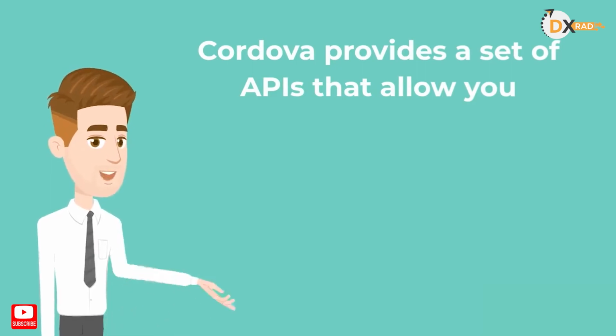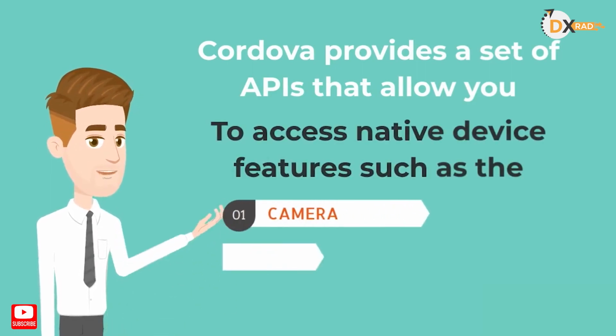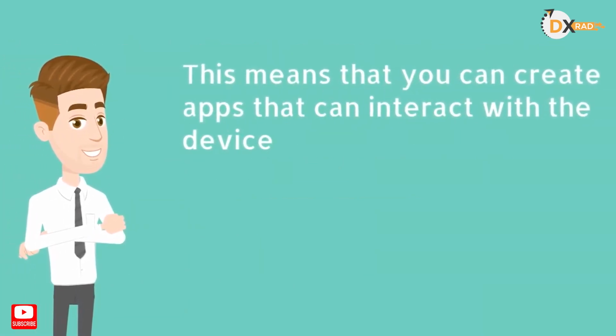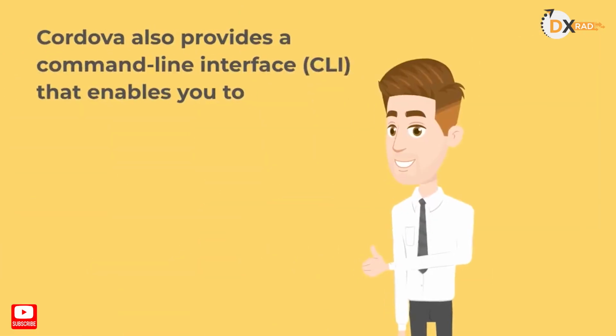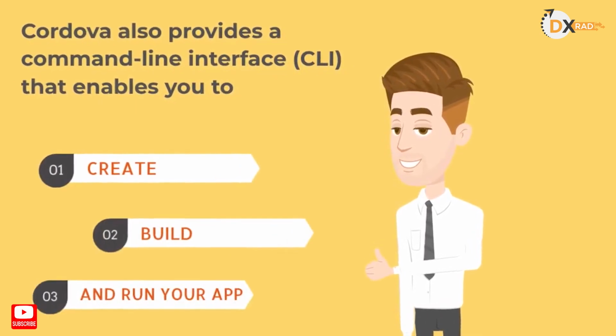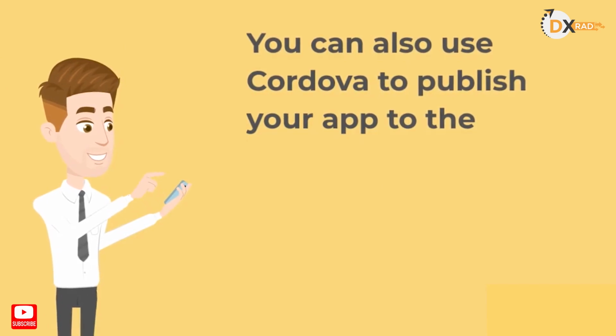Cordova provides a set of APIs that allow you to access native device features such as the camera, GPS, and accelerometer. This means that you can create apps that can interact with the device in ways that aren't possible with a mobile web app. Cordova also provides a command line interface that enables you to create, build, and run your app on various platforms. You can also use Cordova to publish your app to the app stores.